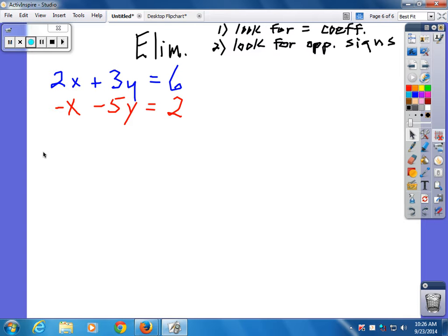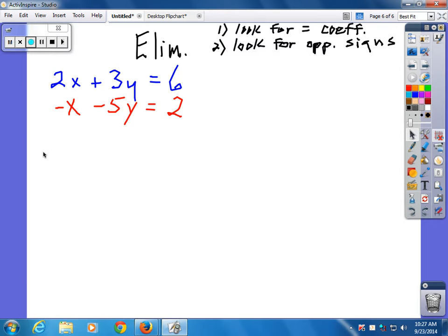And now you look for the same coefficients and opposite what? Signs. Where do you see opposite signs? You don't see same coefficients, so you can't do same coefficients, but you can do opposite signs for these 2 and these 2. Which one do you think I'm going to pick? Am I going to get rid of the X or the Y? Get rid of the X.